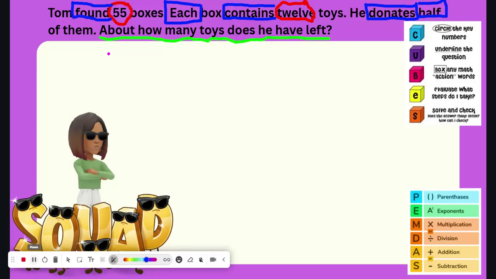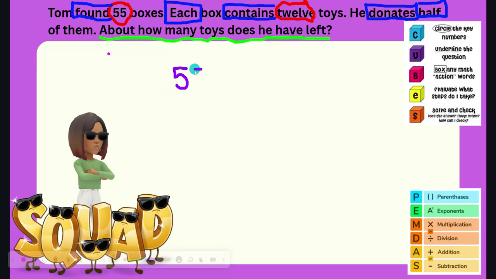Now we are ready to evaluate, which is step E. Evaluate what steps we need to take and then solve it. So let's see. Write down the expression that you think we should be using to solve this problem. What do you think? Write it down. All right, so we know that Tom found 55 boxes. We also know that each box contains 12 toys. And then he donates half of them. Usually when you do something with the half, you divide it by 2. So we're probably going to be dividing something by 2 here.